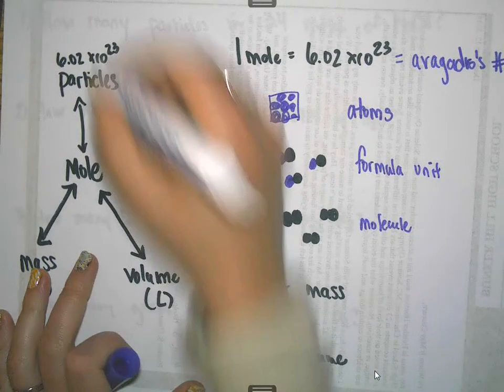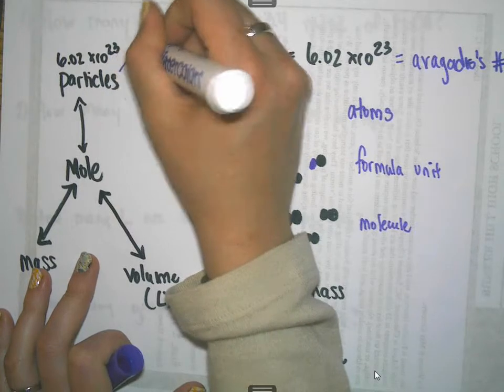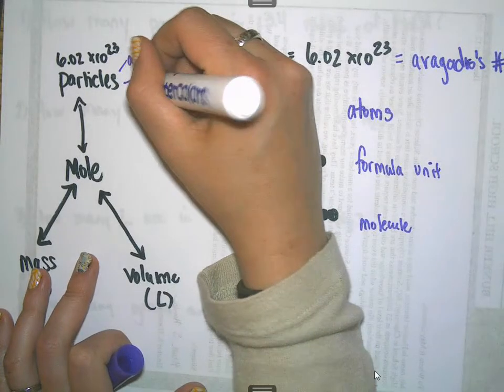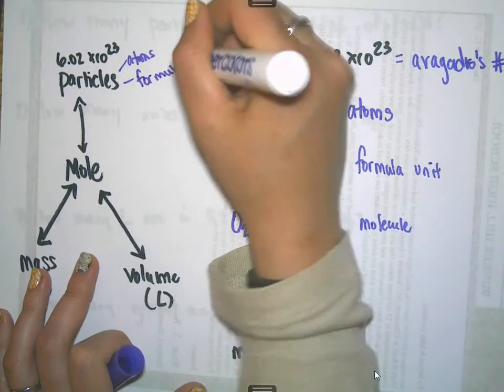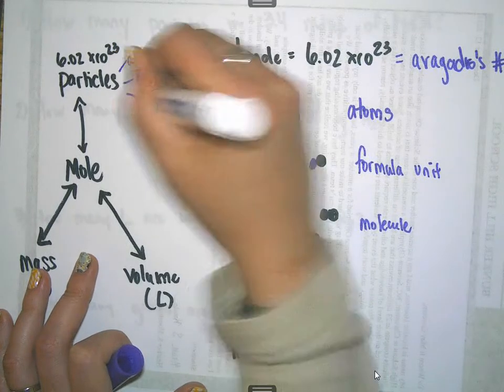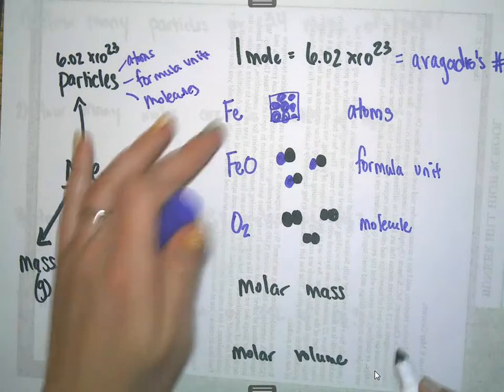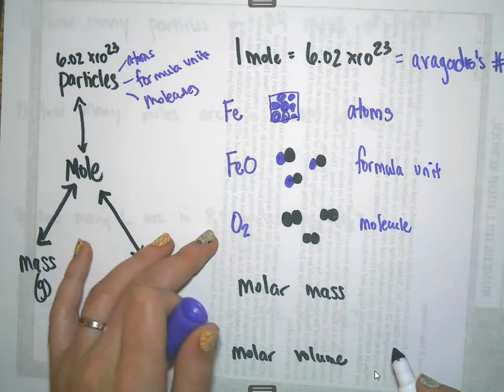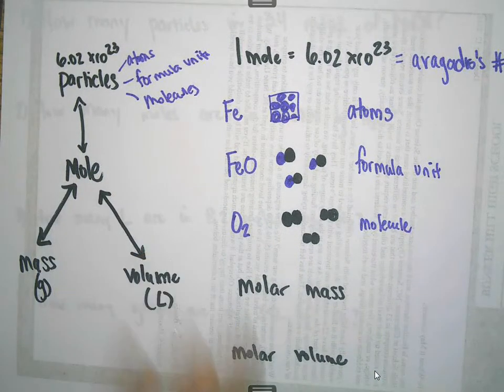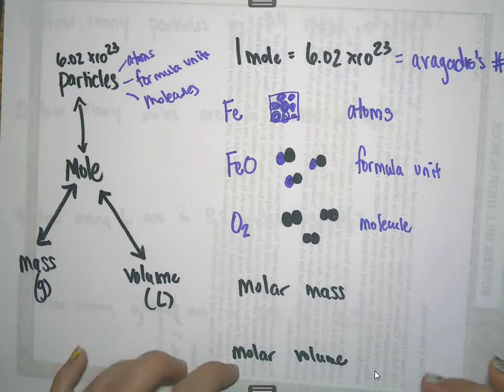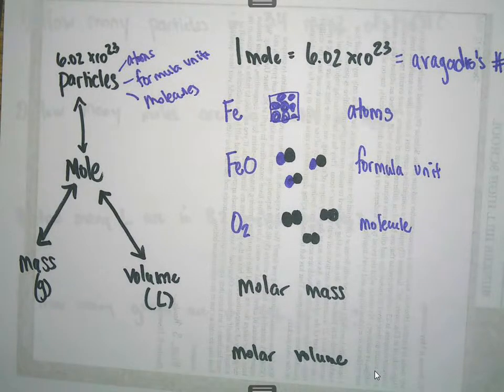So there are three different types of particles. You have atoms, you have formula units, and you have molecules. The word you pick depends upon whether it's an element, an ionic compound, or a covalent compound. Two other words here are molar mass and molar volume. The molar mass of something is the mass of one mole.